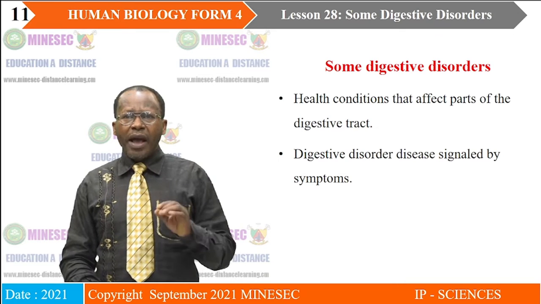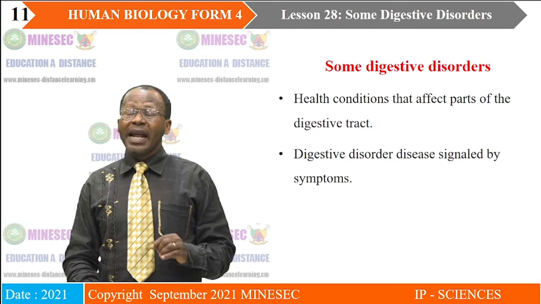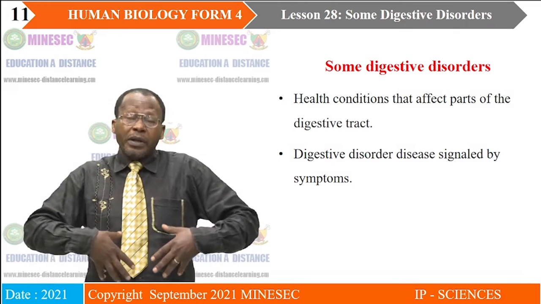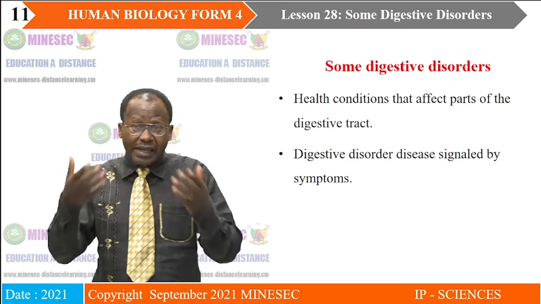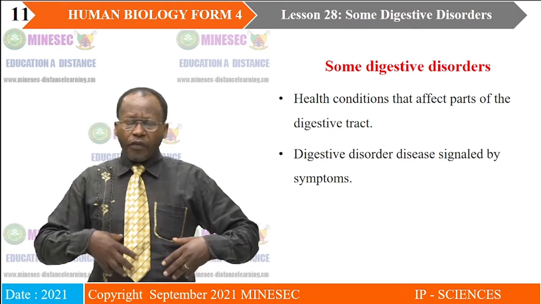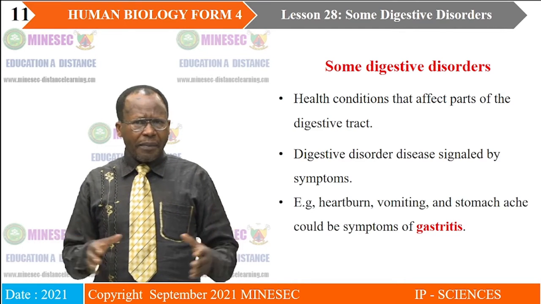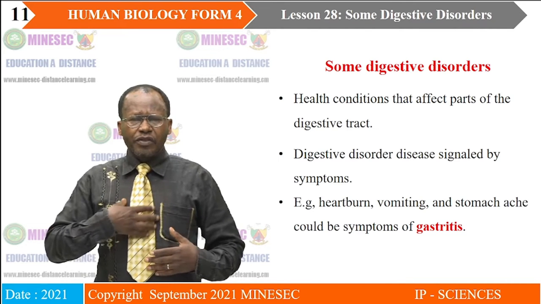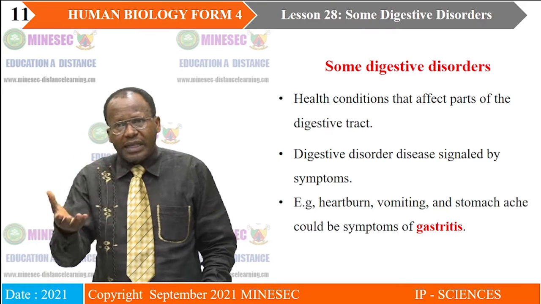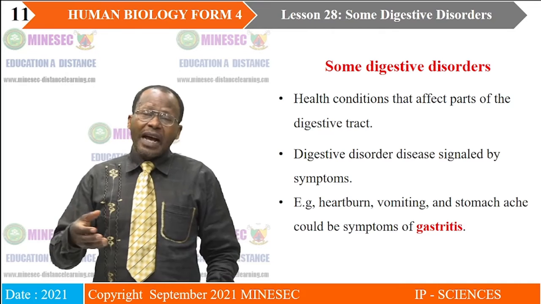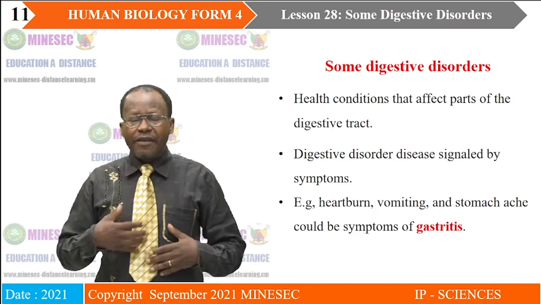And also, we have what we call digestive disorder diseases, which are signaled by symptoms, meaning that there are things that will happen. Either you feel them or you see them, which we call symptoms and signs. If you see them, we call them signs. But if you feel, maybe pain or belching, those are symptoms. For example, with heartburn, you feel some pain at the upper part of the alimentary canal. If we are vomiting, you feel pain, but you also see the vomiting. So vomiting is a sign, because you can see it. But heartburn, you feel it, you will not see it. Therefore, it's a symptom.